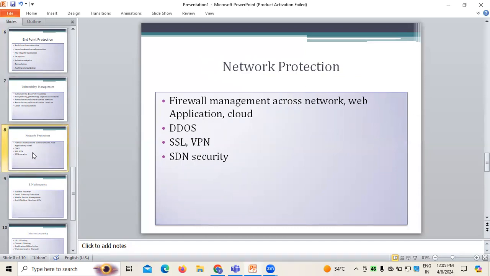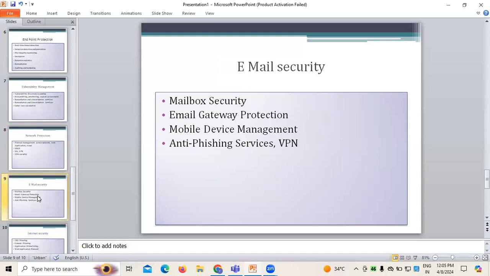Now, when it comes to network protection, we assess the firewall rules, design and redesign the perimeters, and support the environment using orchestration and automation for remediation. So we provide firewall management across networks, web applications, and cloud applications as well, because nowadays we are implementing cloud applications. This is done by implementing network security like DDoS, SSL, VPN, SDN security. All these things come under this category.